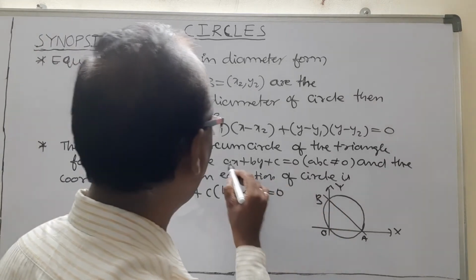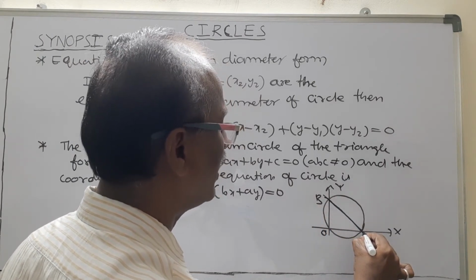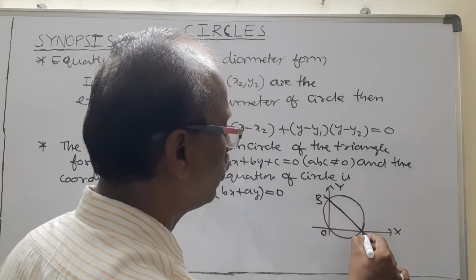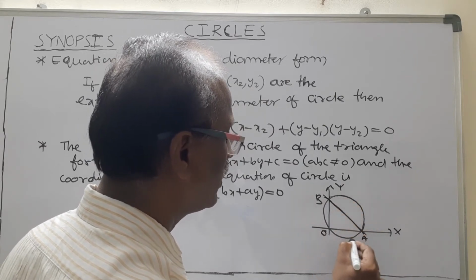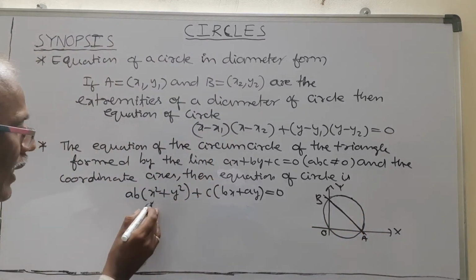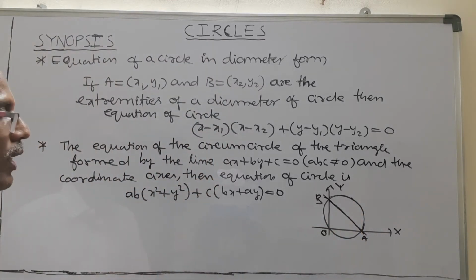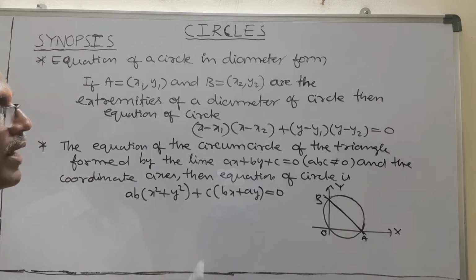Here, this is the line AB, ax plus by plus c equals 0. It intercepts the coordinate axes. Then the circumcircle passes through these points. This equation is ab into (x square plus y square) plus c into (bx plus ay) equals 0.